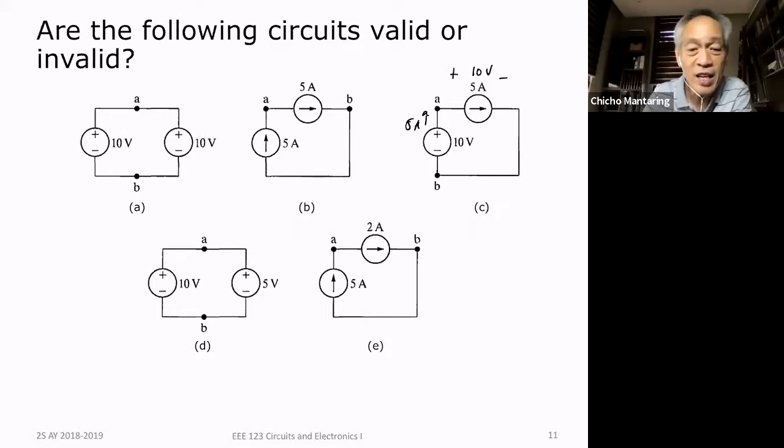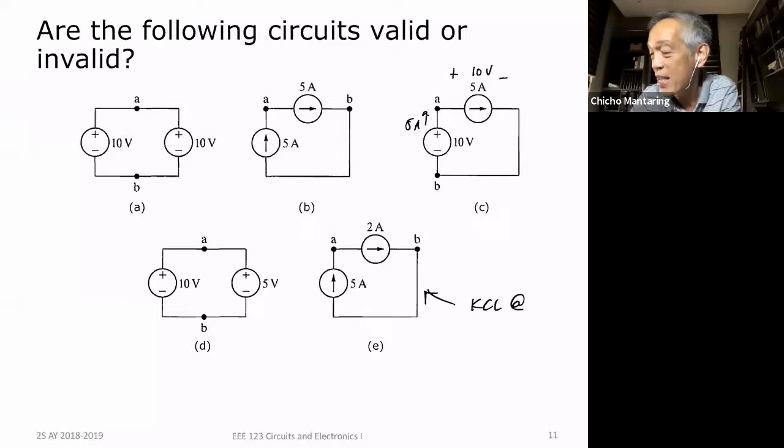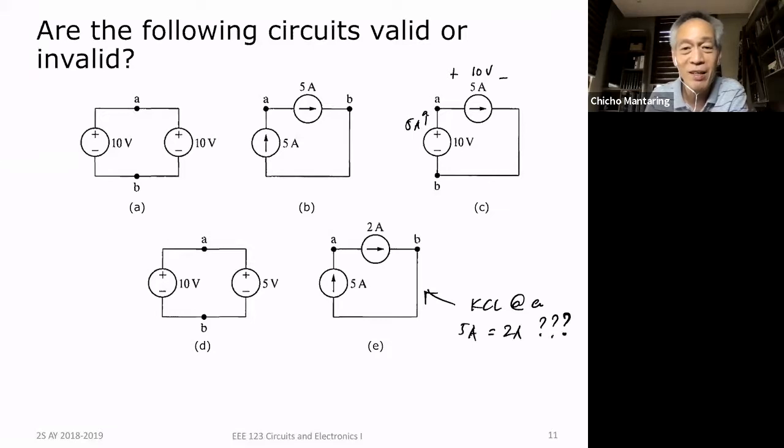Okay, what about letter D? Okay, very obvious, no? Letter D is invalid. So ito yung case na sinabi ko kanina. Okay. And obviously also letter E is also invalid, no? Because you have a single loop here. In other words, if I apply KCL at A, what am I going to get? I'm going to get 5 amperes is equal to 2 amperes, which is, of course, impossible. That's applying KCL at this point. So this is also obviously invalid.